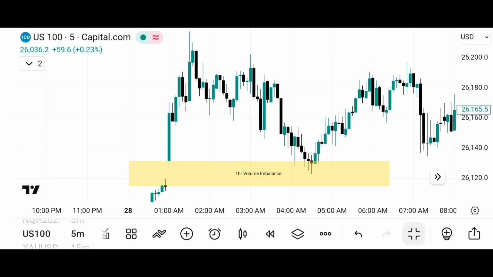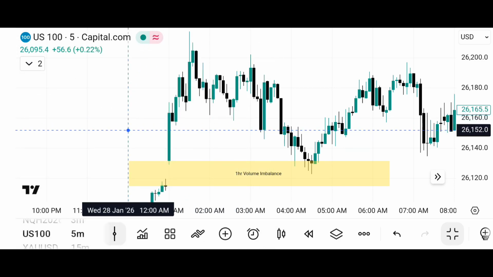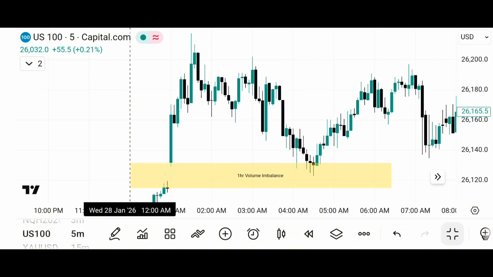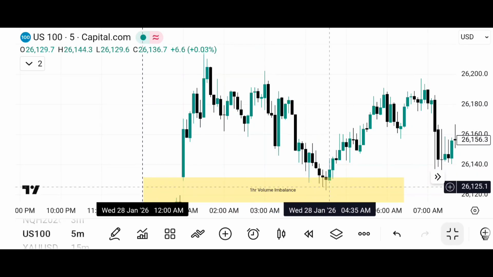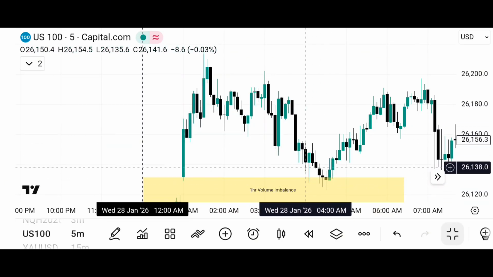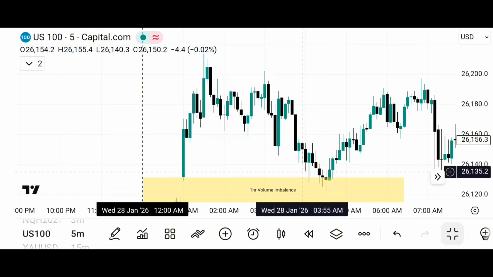And the London session key zone has its own silver bullet, same as the New York AM and New York PM session key zones. So for this video, we'll be focused on the London session key zone, which played out today, January 28, 2026. So this was the start of the day, January 28th, 12 p.m. And you can see this drop down in price into the 1 hour volume imbalance. This is the 5 minute time frame.